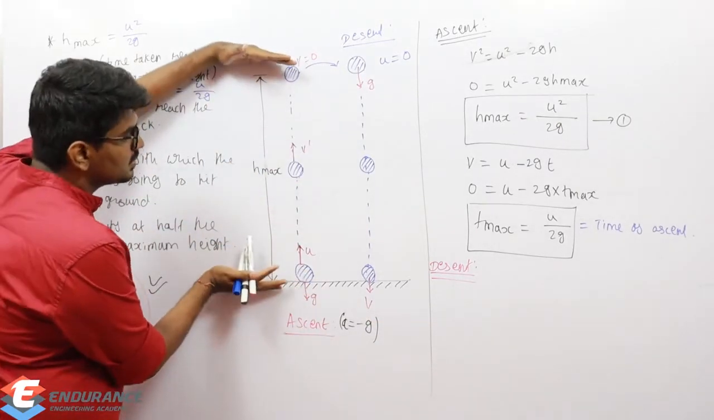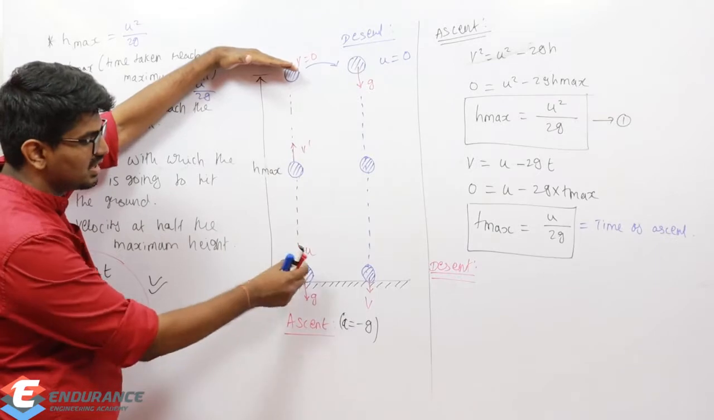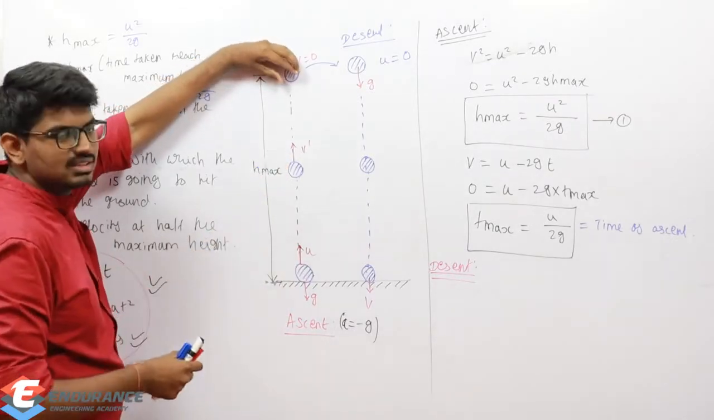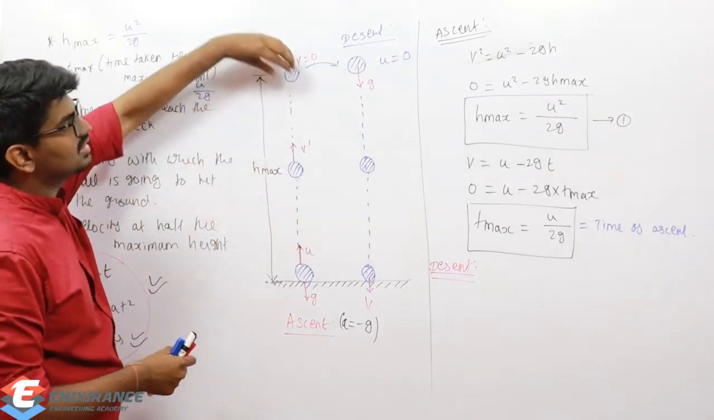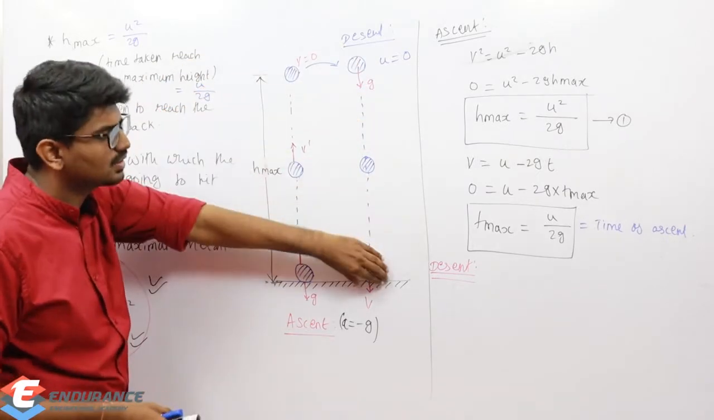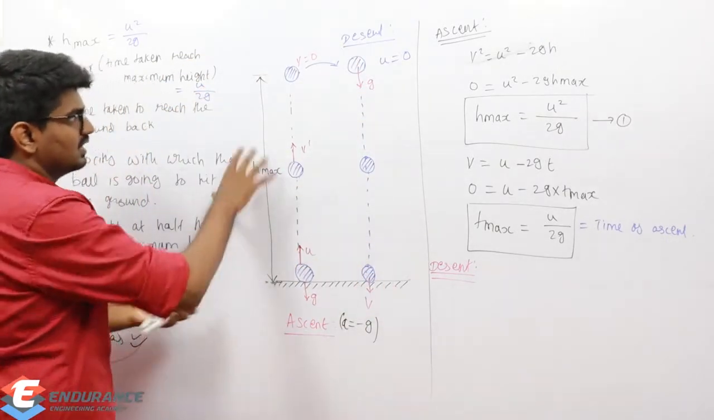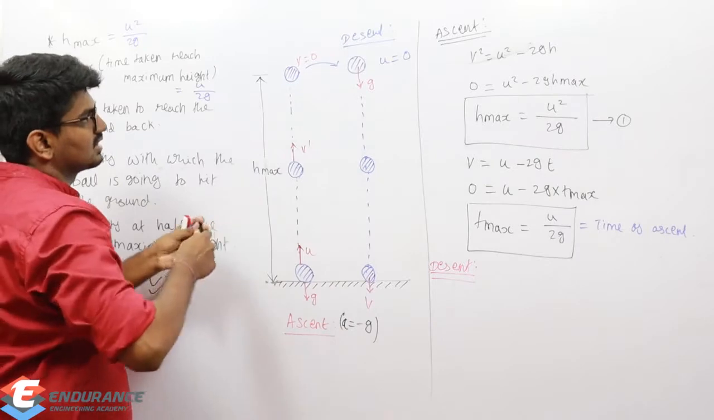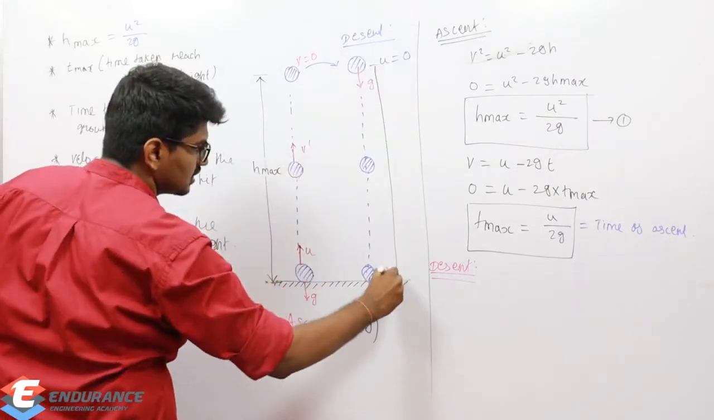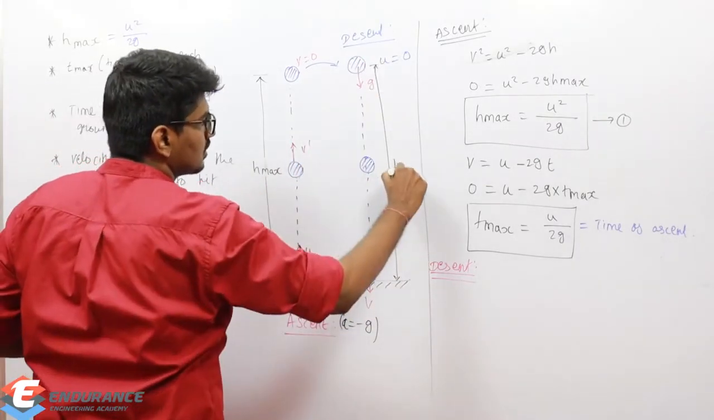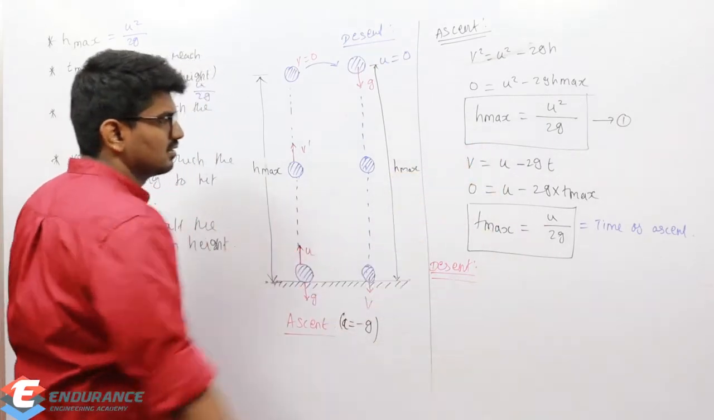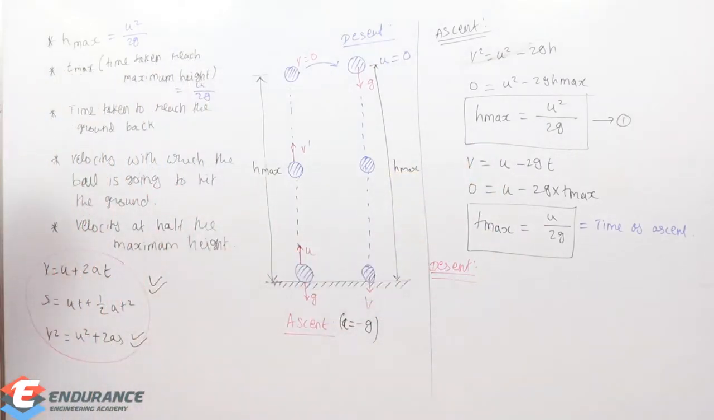I know the distance between these two points, right? Very obvious, if a ball is thrown, it will reach some distance. Whatever the distance it reaches, the same distance only it is going to cover back also. So if this is H max, okay, then this also is H max only. Very straightforward, very obvious, right? So I know H max also, okay?